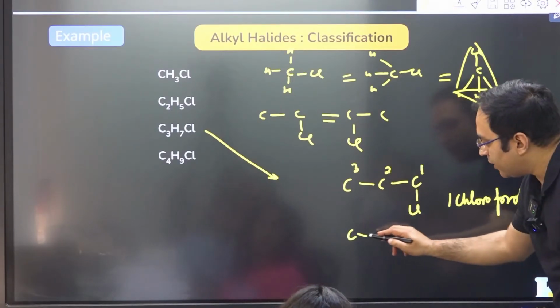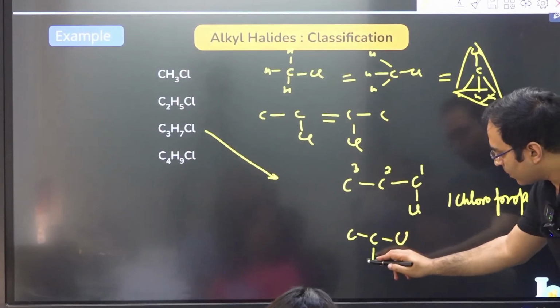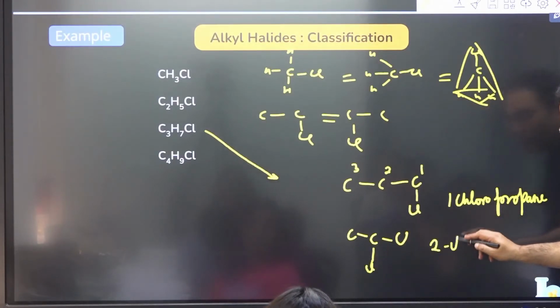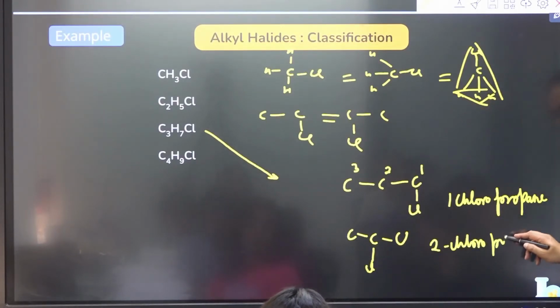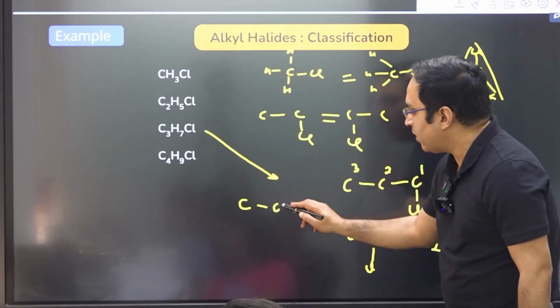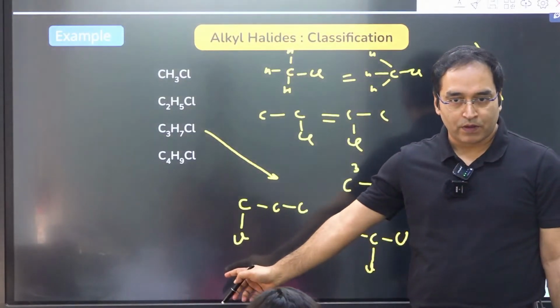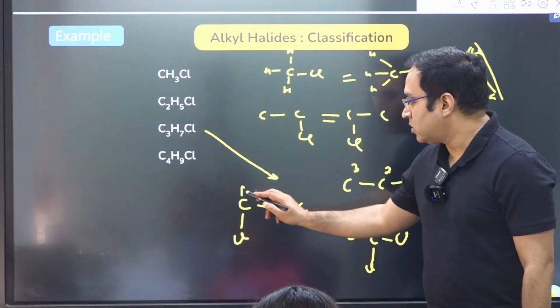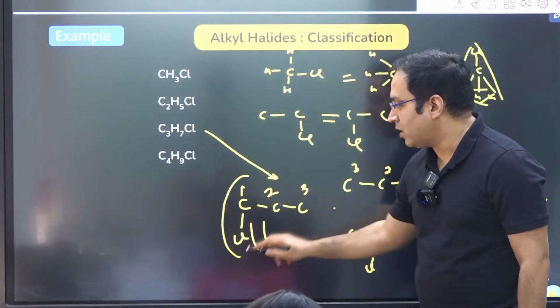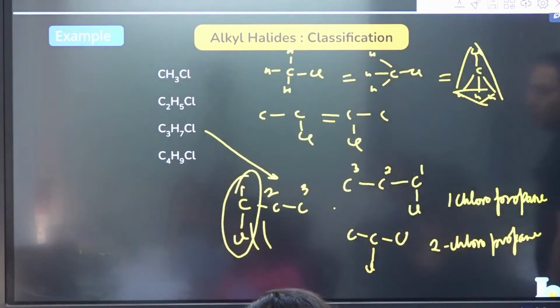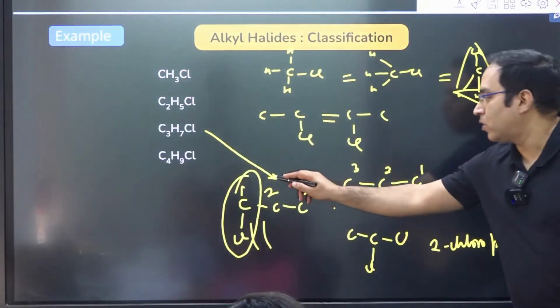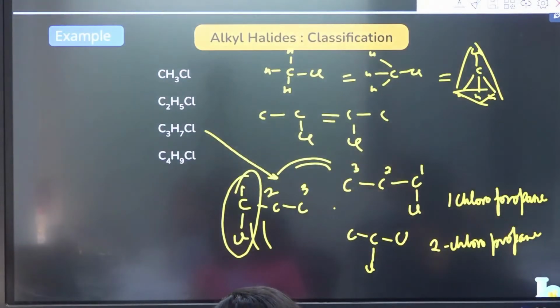If you put Cl in the middle, then what is this called? 2 chloropropane. And if you put Cl on the terminal again, will it be called 3 chloropropane? Will its name be 3 chloro? It will be 1 only. It is also 1, 2, 3. It is also 1 chloropropane. Is that clear? So how many structures can we draw? This is also 1 chloropropane. Please draw this. Total 2 options are possible.